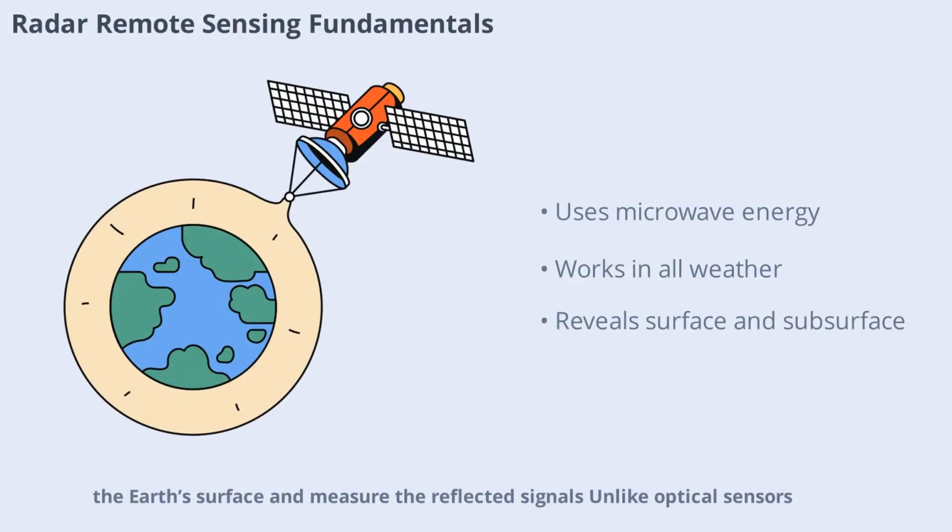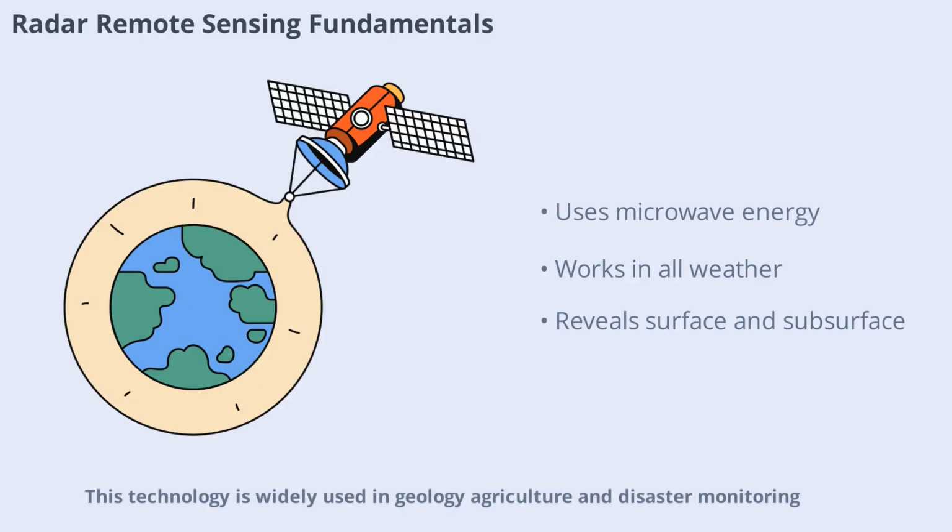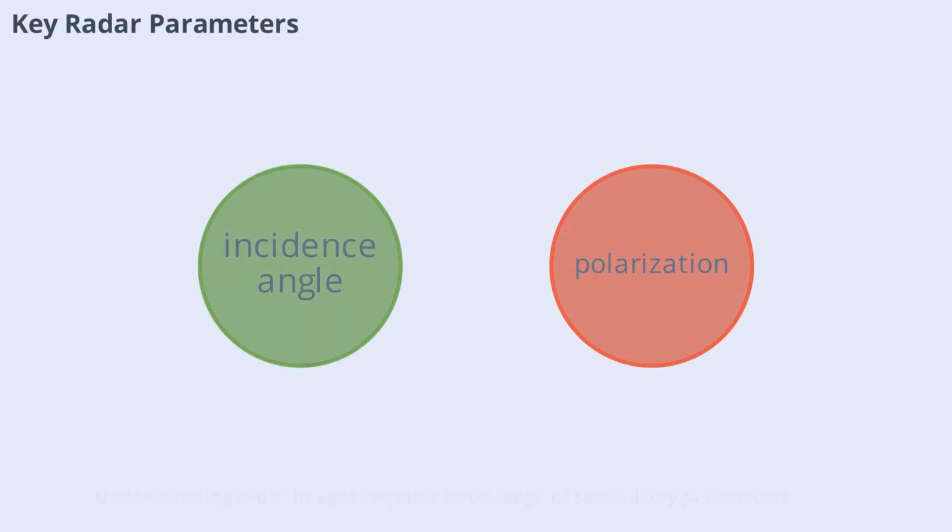Unlike optical sensors, radar can operate day or night and penetrate clouds, making it ideal for all-weather observation. Radar images reveal surface roughness, moisture, and even subsurface features in some cases. This technology is widely used in geology, agriculture, and disaster monitoring. Understanding radar images requires knowledge of several key parameters: incidence angle, dielectric properties, polarization, and wavelength.